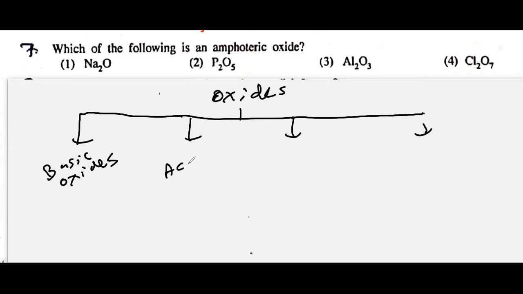Then acidic oxides. Then amphoteric oxides. What is amphoteric? Amphoteric means in Sinhala we call it Ubayaguni Loha oxide.